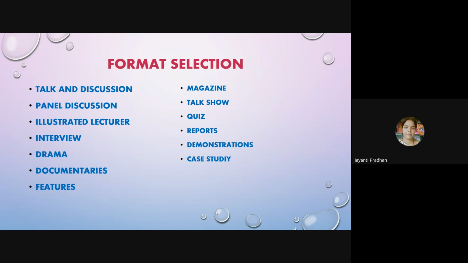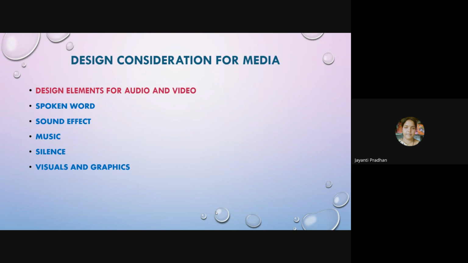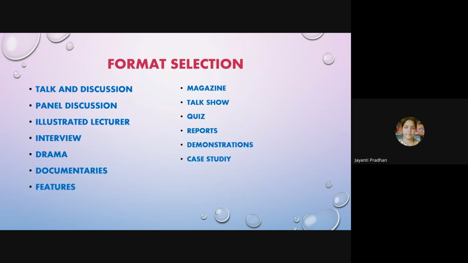Then format selection. These are the components, because when you are preparing any kind of audio or video component, some effect is going in the background, some music we are giving in the background to make the situation feel real, to maintain silence at some place, to observe, to feel the moment, to think, to go into that moment, to place ourselves into that moment. Then visuals and graphics, these are the components of audio and video. By using these components, we can select any format.